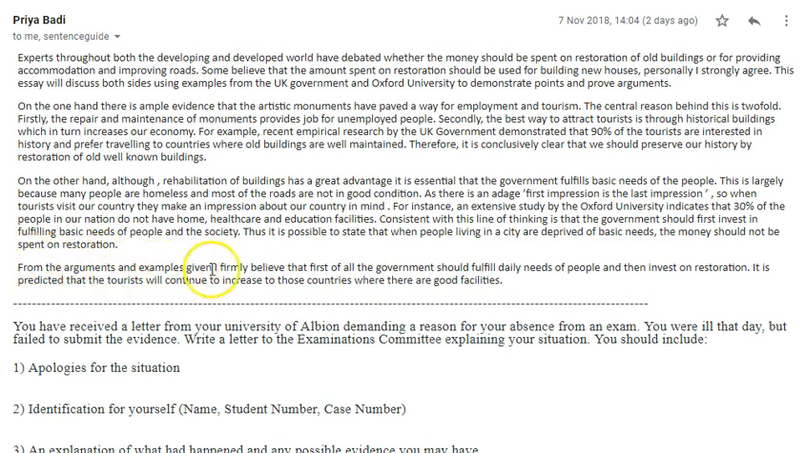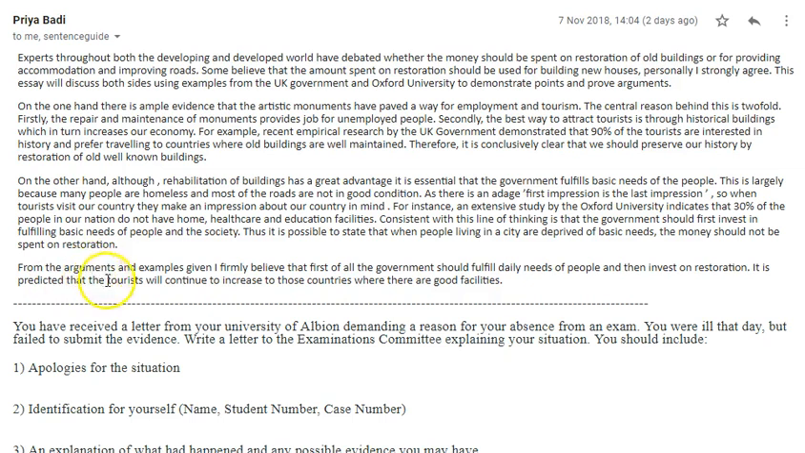From the arguments and examples given, I firmly believe that, first of all, the government should fulfill daily needs of the public and then invest in restoration. It is predicted that the tourists will continue to increase to those countries where there are good facilities. Okay.